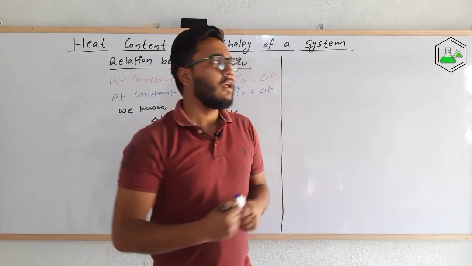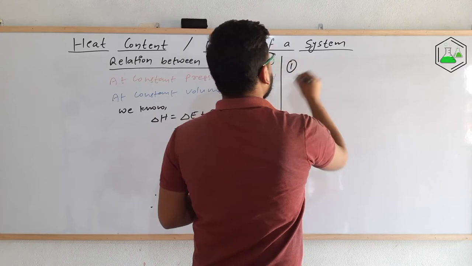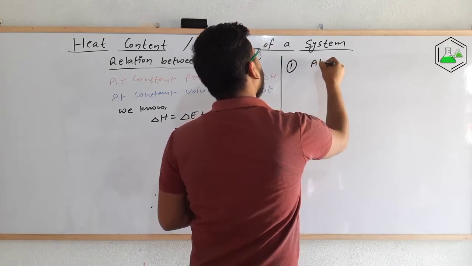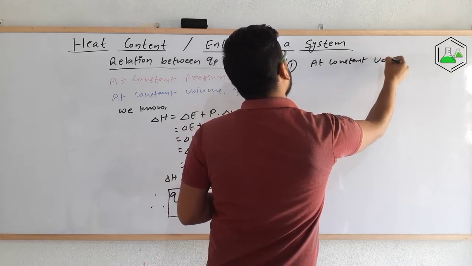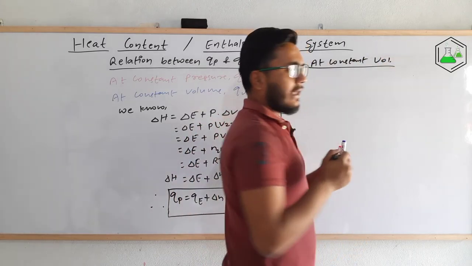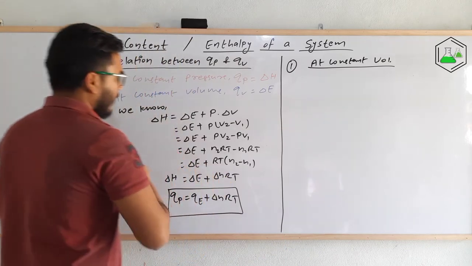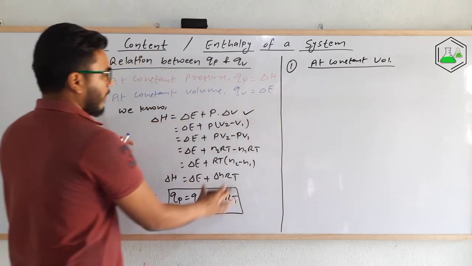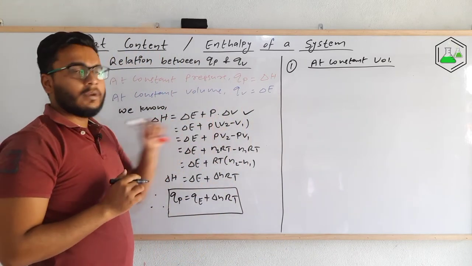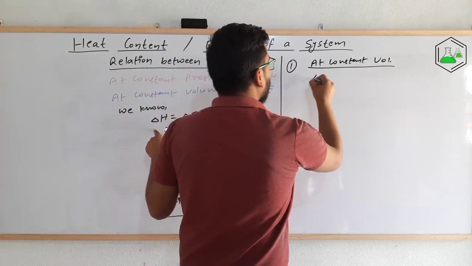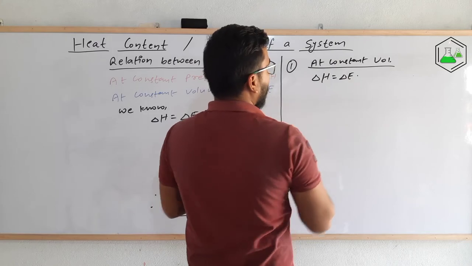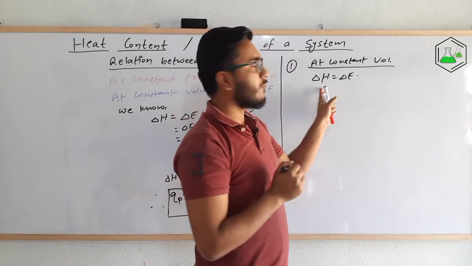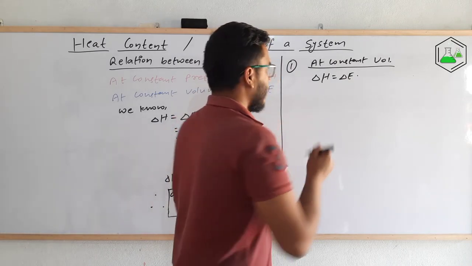The first condition is, what if the reaction happens at constant volume? Then we can see from here, according to this formula, at constant volume, del V will be equal to 0. Then what can we write? Del H is equal to del E, right? That means the change in enthalpy will be equal to the change in internal energy.